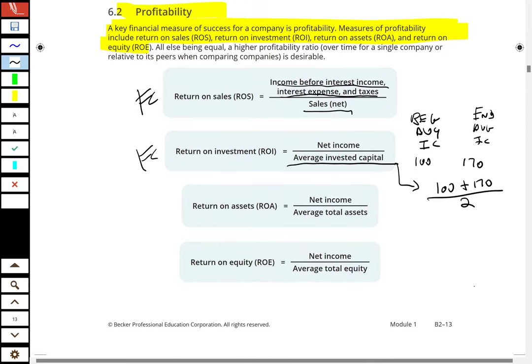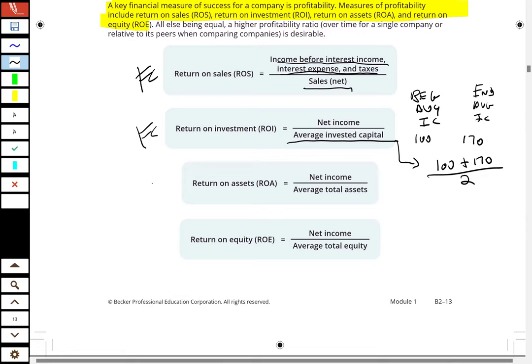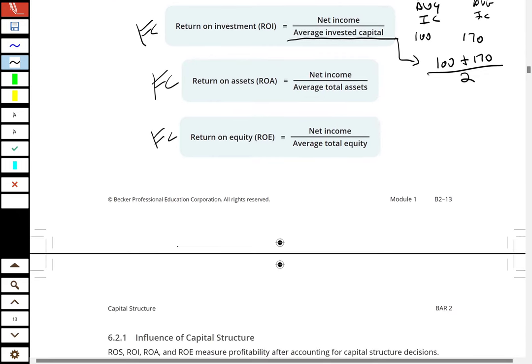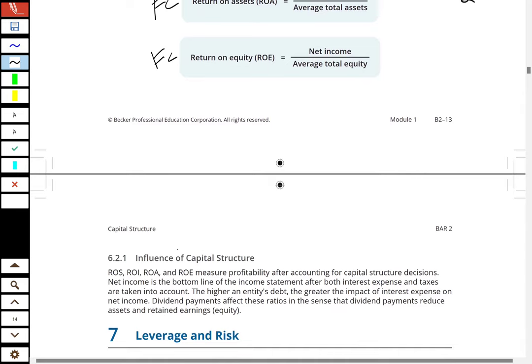Okay. Then what in terms of mystery? Okay. Return on assets, net income divided again by the average total assets, return on equity. See what I'm talking about? Formula after formula, and not wanting to spend a whole bunch of time with each of these.